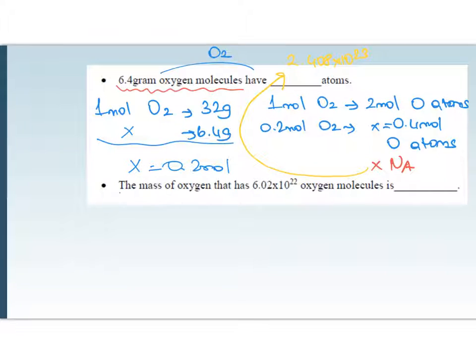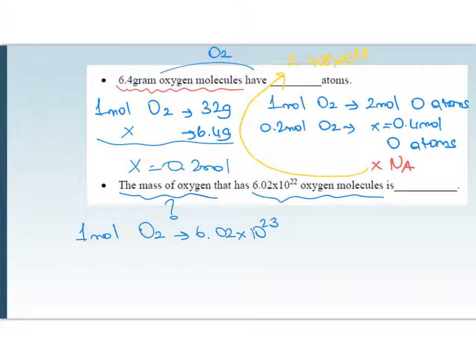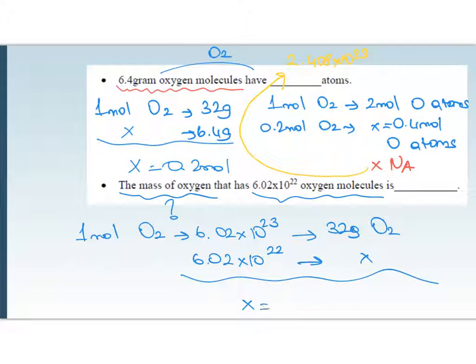And finally, find the mass of the oxygen. This is my question mark. If it has this amount of oxygen molecules. Now, as you know, 1 mole of oxygen contains Avogadro number of particles, and 1 mole of oxygen in fact is also 32 grams. So if I have this amount of molecules, how many grams of oxygen do I have? This is going to be 3.2 grams. The answer will be 3.2 grams.